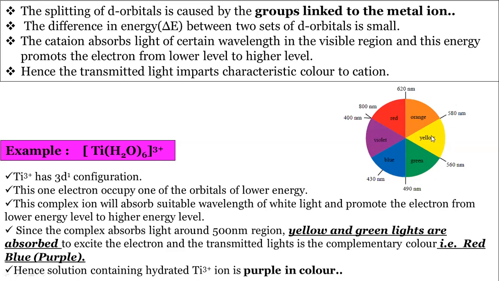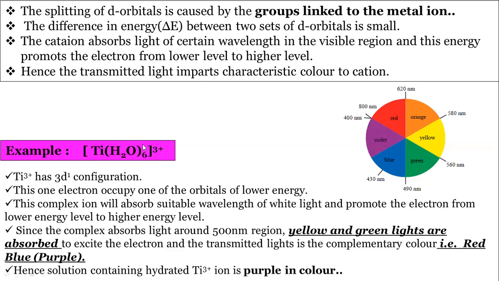If yellow light is absorbed, then violet light will be given. If red light is absorbed, then green light will be given, or if green is absorbed, red is given, orange is absorbed, blue is given, or blue is absorbed, orange. These are the complementary colors. Already we learned in school what is meant by complementary colors. So this complex absorbs the mixture of green and yellow color, and it appears as a violet color, purple color. So the color of the complex [Ti(H2O)6]3+ appears purple.